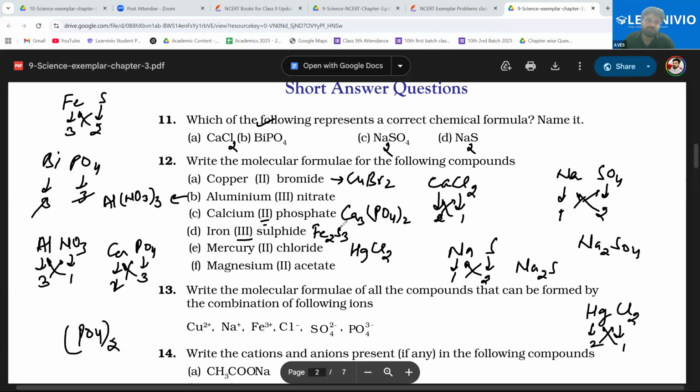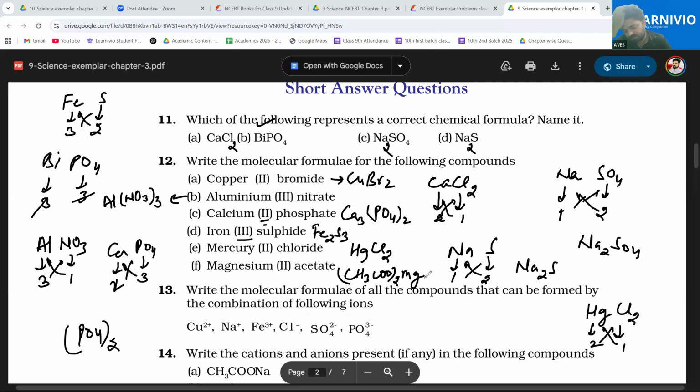Anybody? Magnesium acetate? Mg(CH3COO)2. CH3COO in a whole bracket. Right, so you can write it this way also.